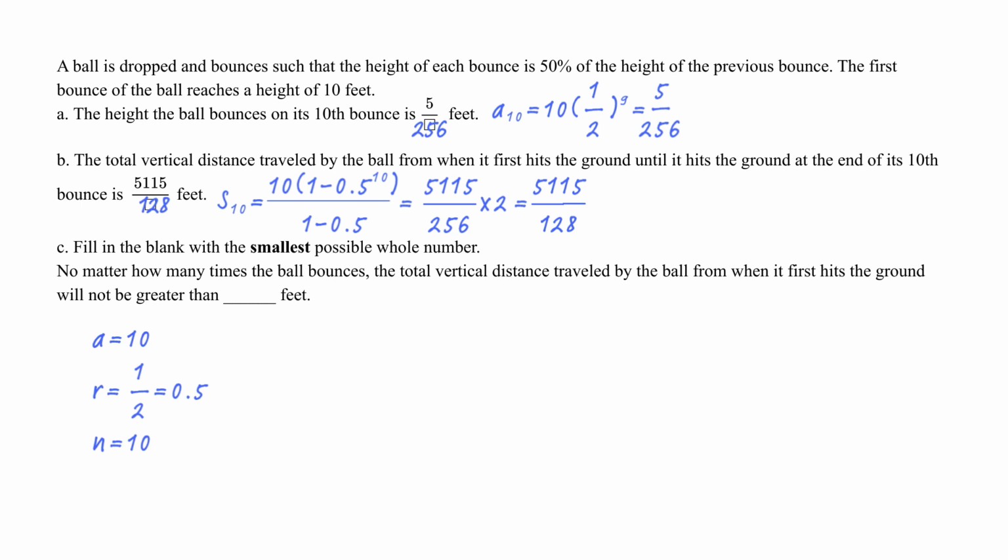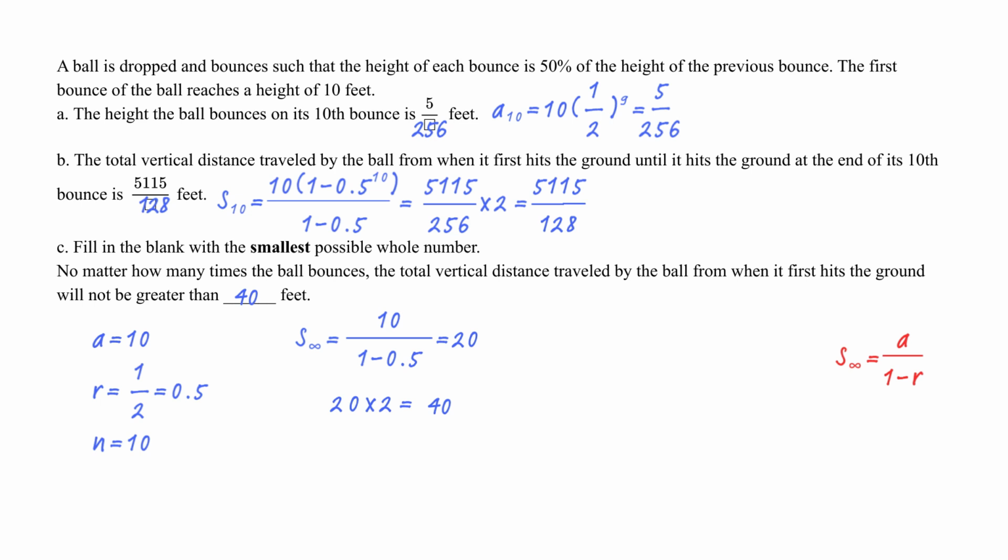Finally, what is the maximum distance the ball can travel, no matter how many times it bounces? This requires the sum to infinity formula. So, sum to infinity equals 10 over 1 minus 0.5. This is equal to 20. Remember when we mentioned that the ball goes both up and down? This results in doubling the motion. So, 20 times 2 equals 40.